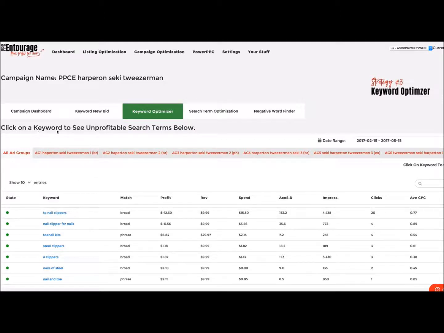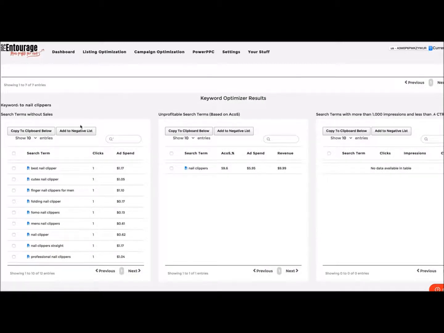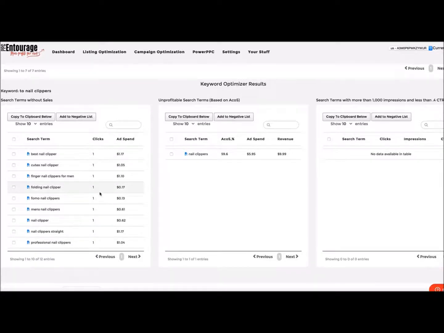And as you can see, if you click on a keyword, the unprofitable search terms are going to show below. So now these are all of the search terms that are connected to the keyword two nail clippers that have had clicks but no sales, right? And here's the ad spend. Now keep in mind that this is a test account, so we do not have a lot of data on this account. But if I was spending hundreds or thousands of dollars a month on ad spend, there would be a lot more clicks over here and these buckets would be really filled out.